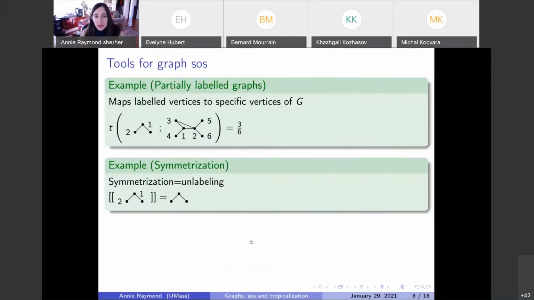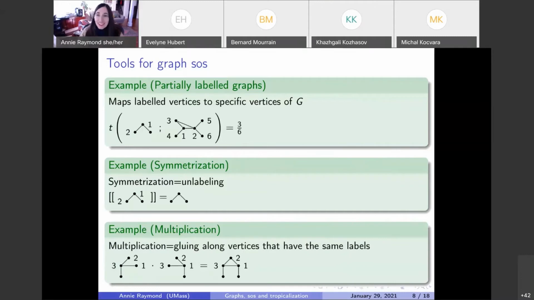Another tool that we'll use is symmetrization. Symmetrization really is going to be equivalent to unlabeling. I'm going to represent it by square brackets. Here I'm saying these 2 vertices are going to somewhere specific, and now I'm going to allow those 2 specific places to be anything. So I'm looking at sending this vertex to 1 and this vertex to 2, then this vertex to 1 and this vertex to 3, this vertex to 1 and this one to 4, and so on, for any choices of vertices within my target graph. In the end, I'm looking at any possible way of sending the vertices of an unlabeled graph into my target graph.